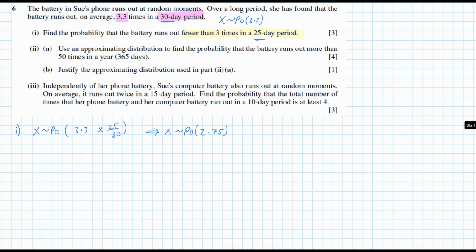Right, and now we can find the probability. The probability that X is less than 3 is going to be equal to e to the minus 2.75, so that's the lambda there, times 1 plus 2.75, plus 2.75 squared over 2 factorial. And then we'll pop that into our calculator. We should get 0.481.